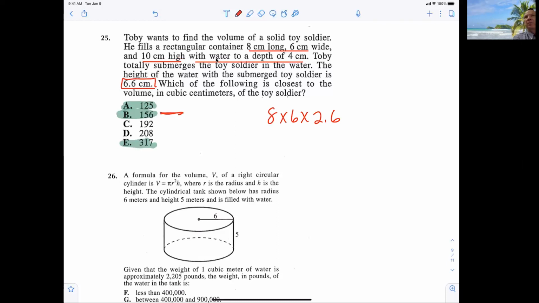Is that making any sense? How did I get what? Who said that? Because we went from what? We went from a height of 4 centimeters to 6.6. Does that make sense? The base doesn't change. Do you agree? The base does not change. So if I do 8 times 6 times 2.6, what is my answer? A. Wow. How's everybody doing on that?